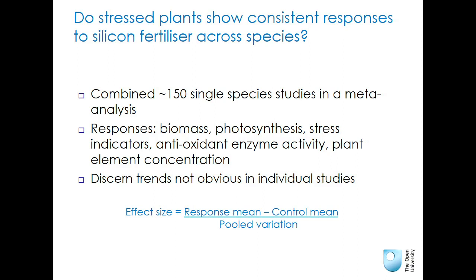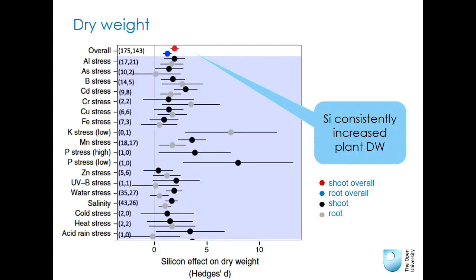To do this, I used an effect size where you compare the response mean to the control mean and divide that by the pooled variance. It would be really nice to quantify the percentage that silicon helps alleviate the stress, but what I found is the amount of alleviation is correlated to the amount of damage, so that's not really possible. So I've gone for an effect size, which isn't perfect, but it's a step more than what we knew before.